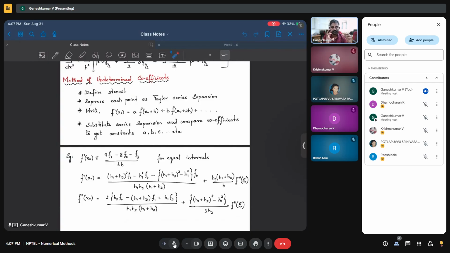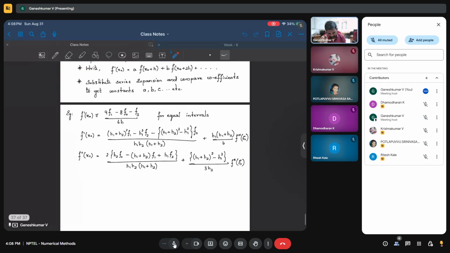Let's say you take three data points, one above and one below x naught, and now you express each data point in terms of Taylor series. That will be your second step. And then the third step is, let's say you seek f dash, so you need to write this Taylor series in a different way, then you substitute the series expansion in this and compare the coefficients a and b, and you get the final polynomial.